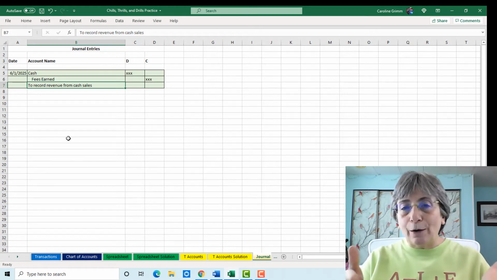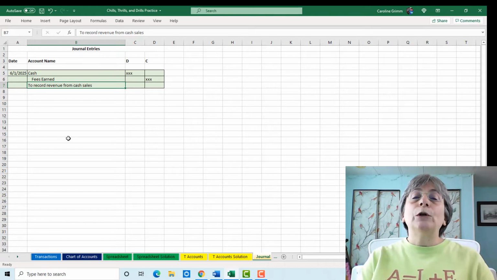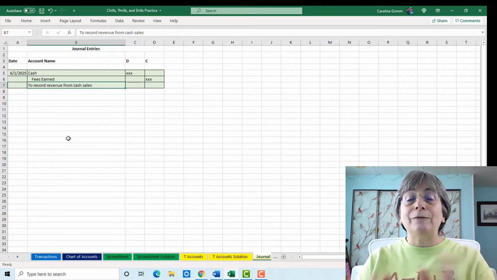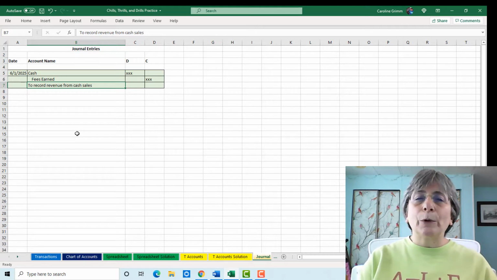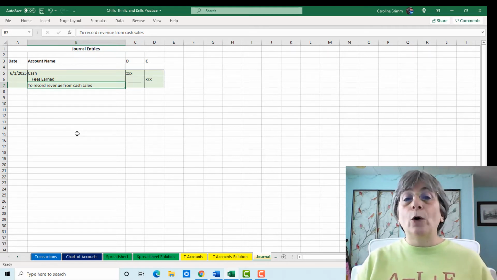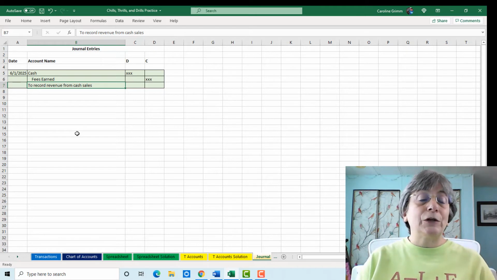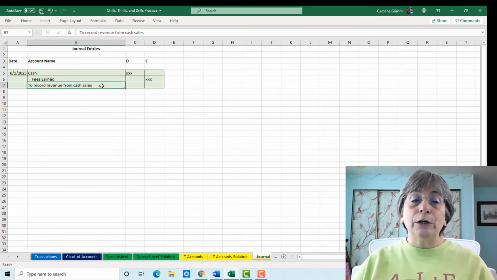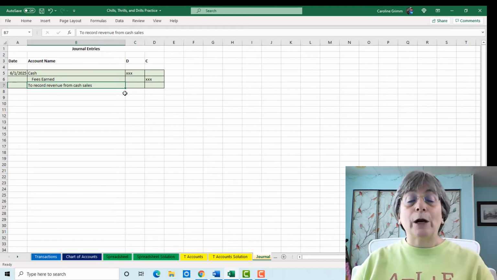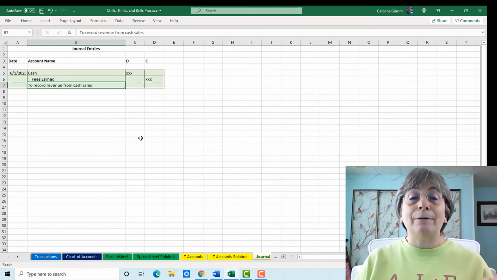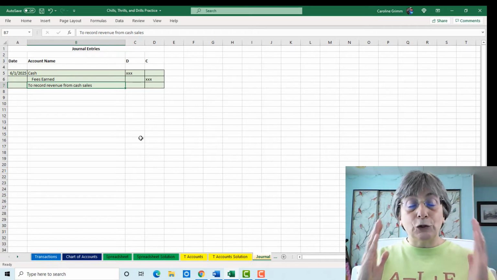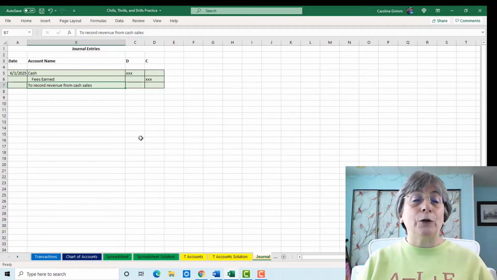So for the purposes of our exercise here, we're going to include our descriptions, and in the accounting textbooks, do whatever they tell you to do, whether it's leave them out or include them. But basically what we're going to say in that description is to record something or other. So in this example, to record revenue from cash sales. So this is the format that we're going to use. And just like with anything else that we've been doing, debits are on the left, credits are on the right. Every debit has to have a credit. Every journal entry has to equal on the debit and the credit side.